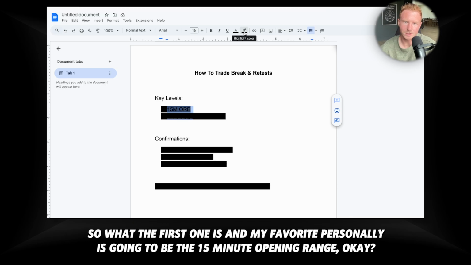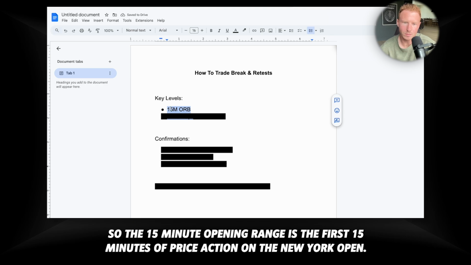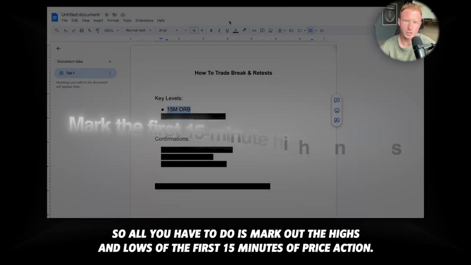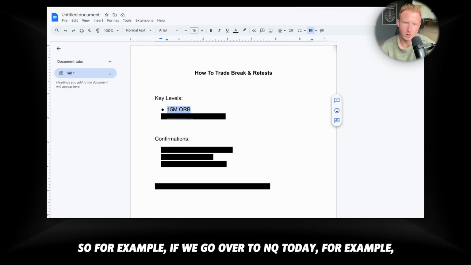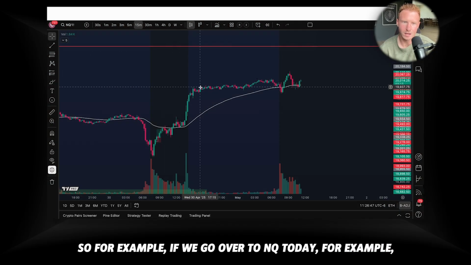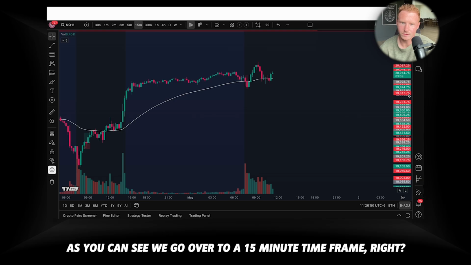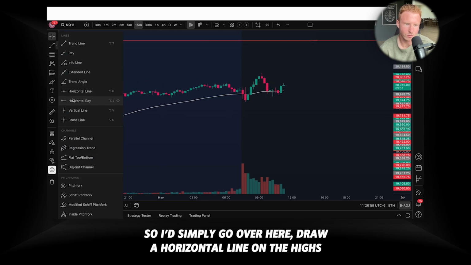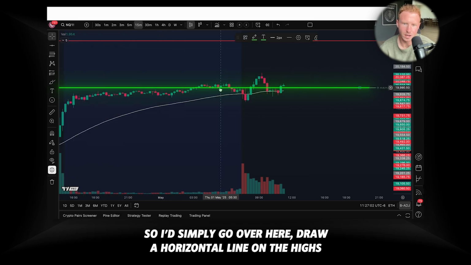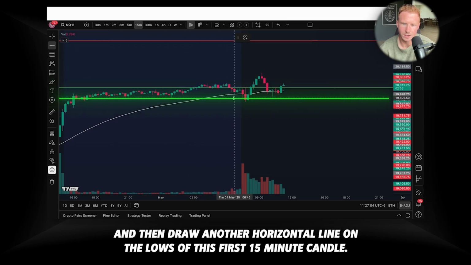So the first one, and my favorite personally, is going to be the 15-minute opening range. Okay, so the 15-minute opening range is the first 15 minutes of price action on the New York Open. So all you have to do is mark out the highs and lows of the first 15 minutes of price action. So for example, if we go over to NQ today, as you can see, we go over to a 15-minute time frame, right? And what we're doing is we're marking the highs and lows of the first 15-minute candle, which is right here.